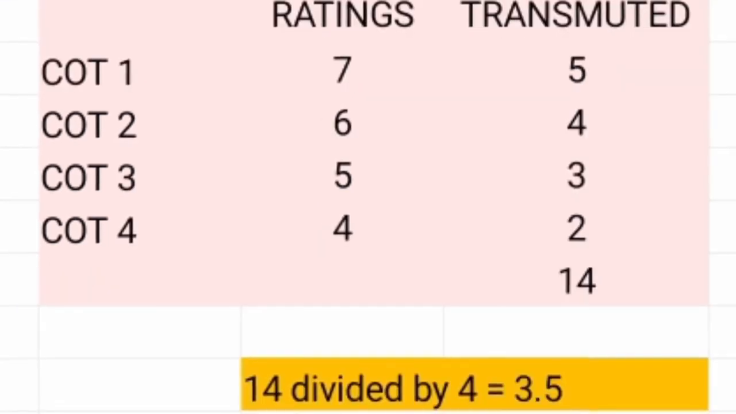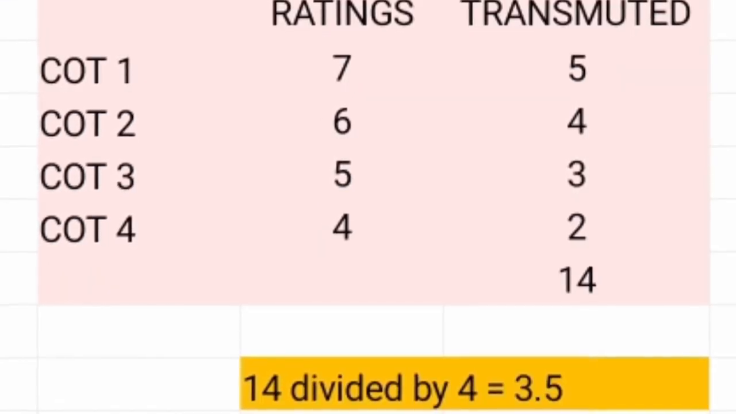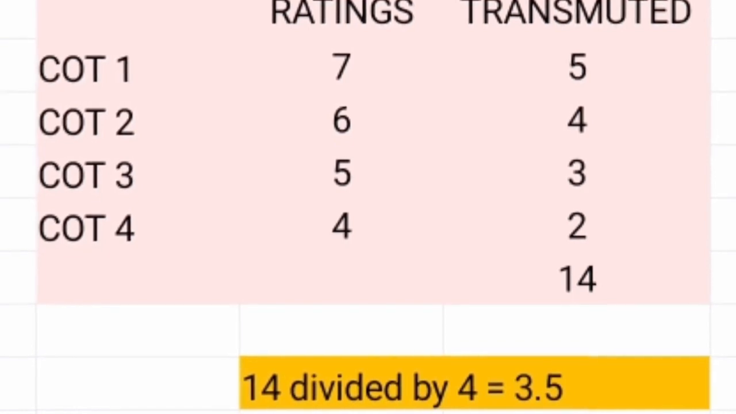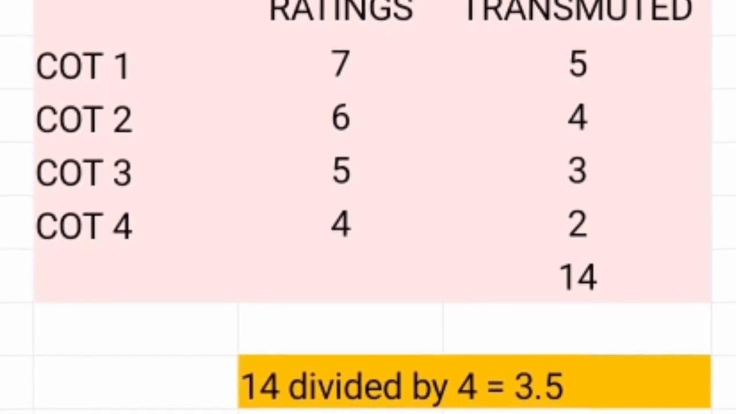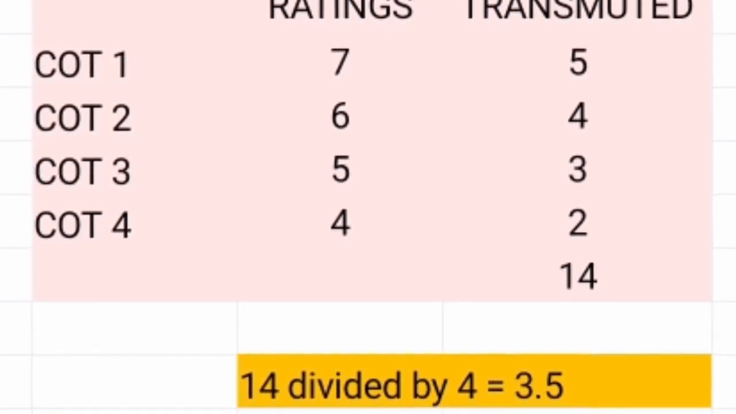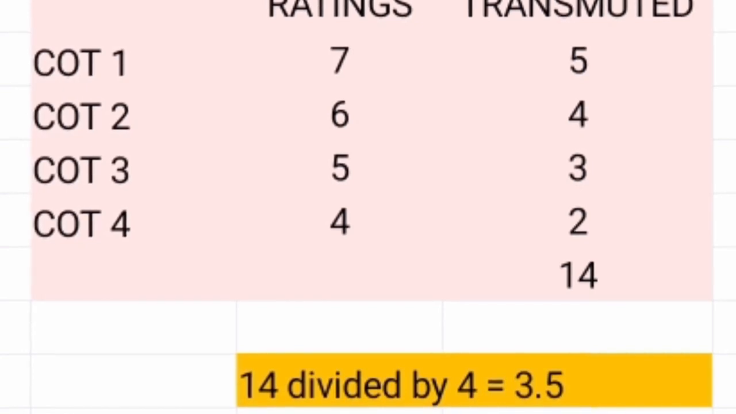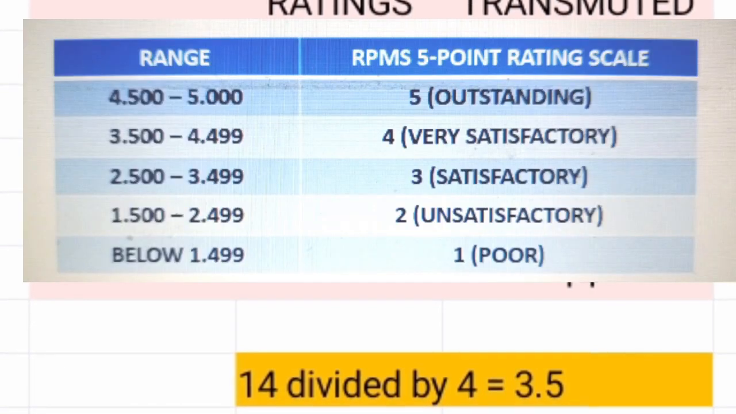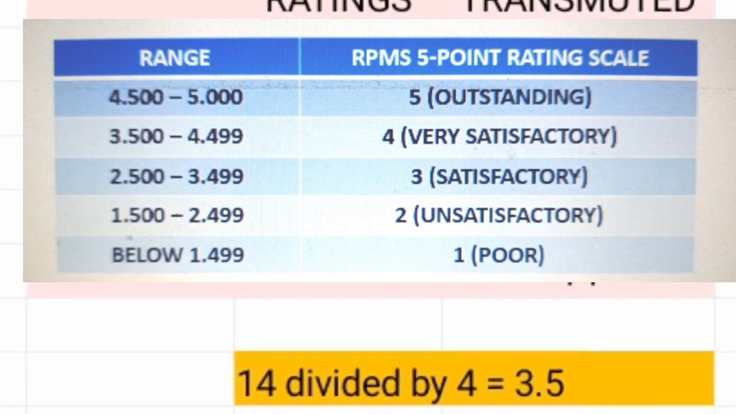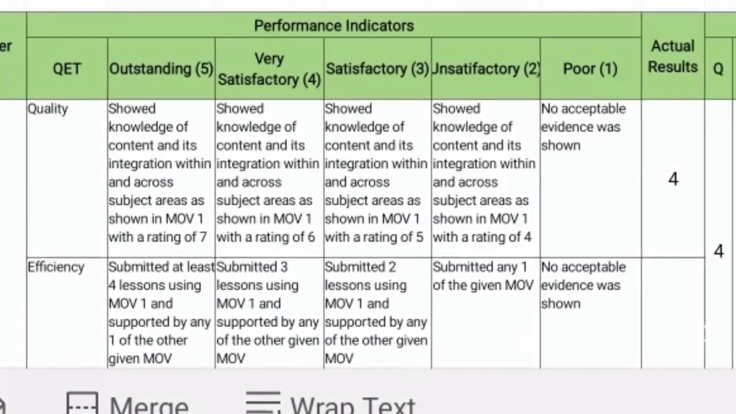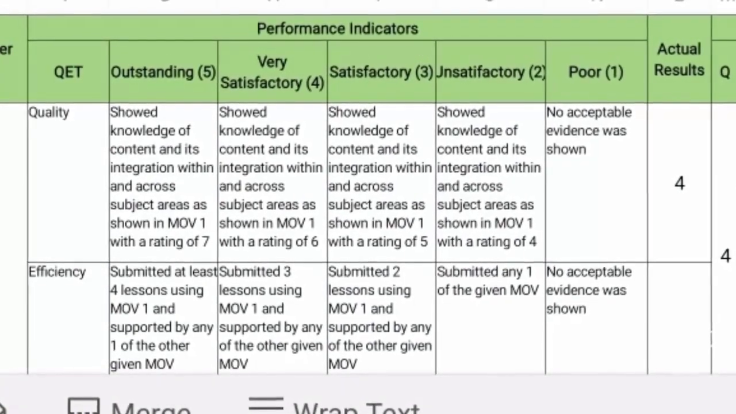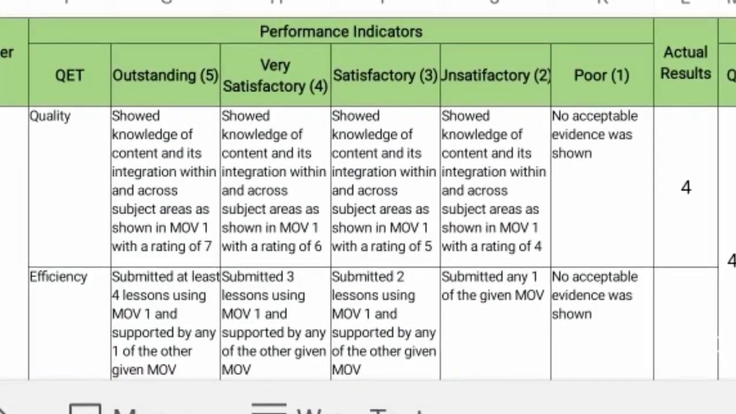Okay, pagka-add ko, i-divide ko siya kung ilang COT ang aking nagawa. Naka-4 ako, so ito ay divided by 4. So 14 divided by 4 is 3 and 5/10. At ito ang nota ko sa objective number 1. And then gamit ulit yung RPMS 5-point rating scale, ang 3 and 5/10 ba ay anong nota? Ito ay 4 or very satisfactory. So dahil doon, ang ilalagay kong actual results or yung nota ko doon sa quality is 4.